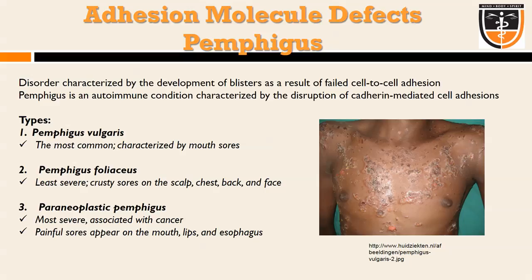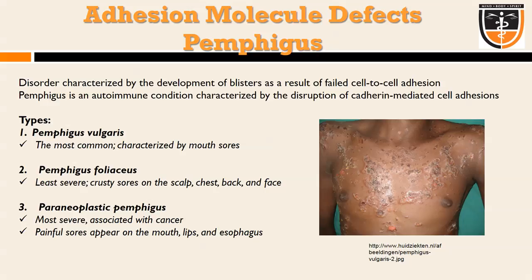Remember, they need to attach to each other, they need to attach to the basal membrane. Makes sense? So these individuals have problems specifically with skin. So pemphigus is an autoimmune condition characterized by the disruption of cadherin-mediated cell adhesion. So what does that mean? These individuals develop antibodies against cadherin, their own protein.